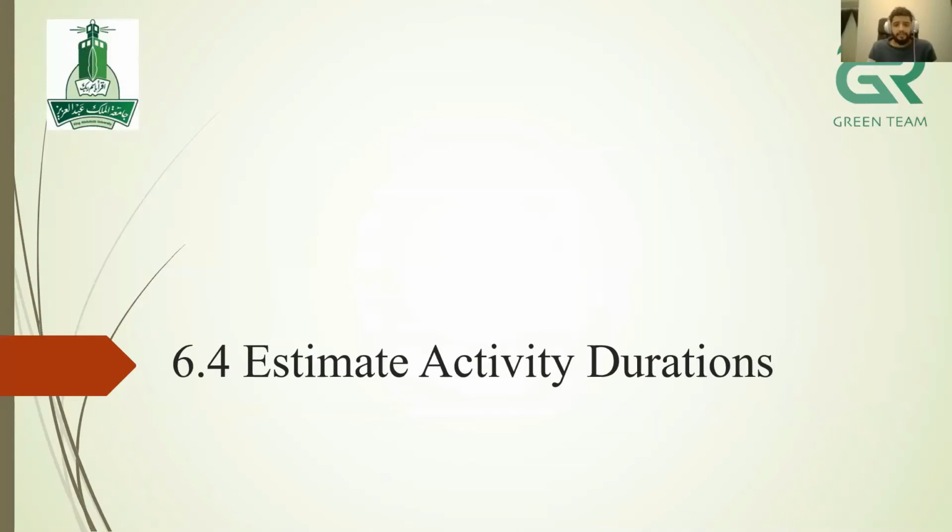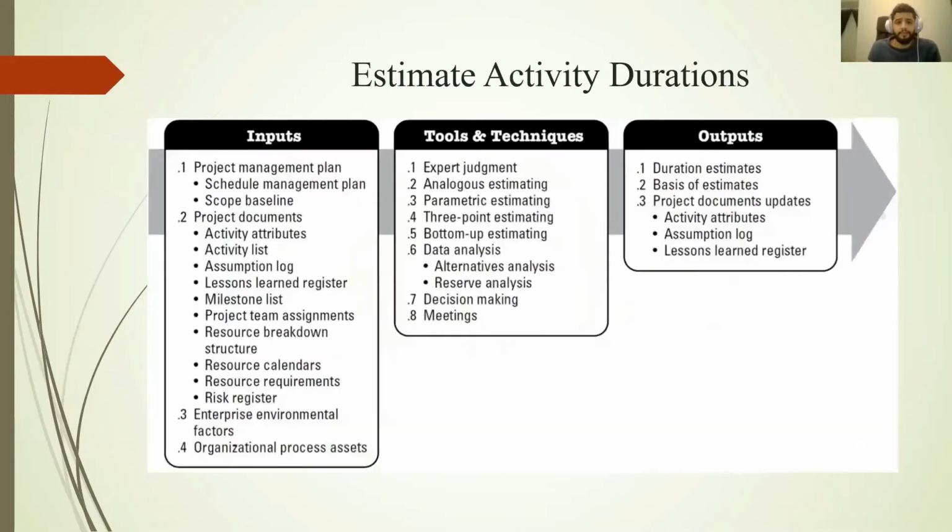Estimate activity duration. The inputs are the project management plan, the project documents and the EEF and OPA. The tools and techniques will be expert judgment, parametric estimating and three-point estimating. And the outputs are duration estimates, basis of estimates, and project document updates.